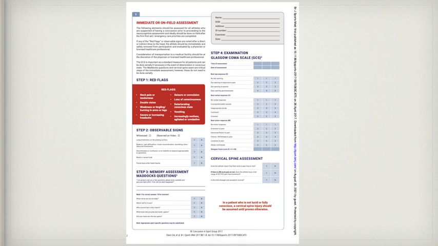And then the cervical spine assessment. Does the athlete report that their neck is pain-free at rest? If there's no neck pain at rest, does the athlete have full range of active pain-free motion? Is limb strength normal? At the bottom, if the patient is not lucid or fully conscious, a cervical spine injury should be assumed until proven otherwise. Okay, so that's on the field. That's page 1.